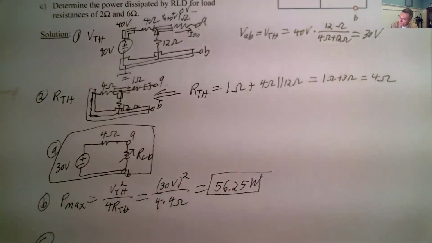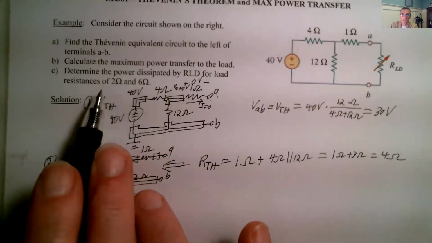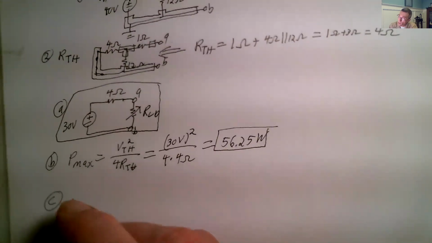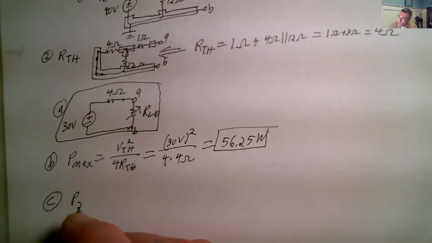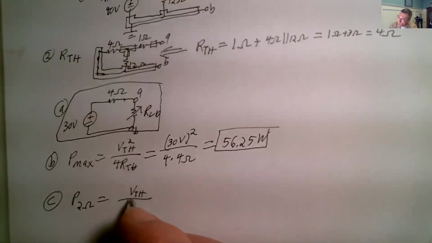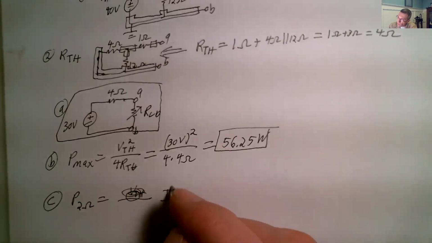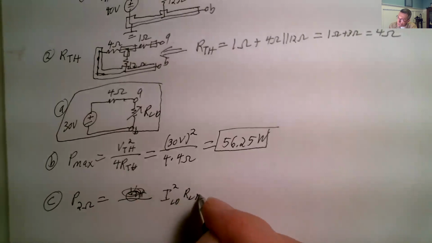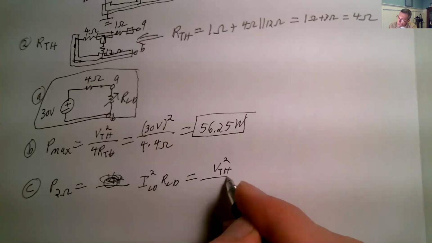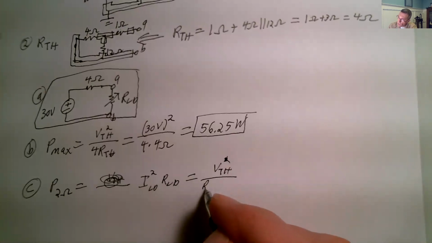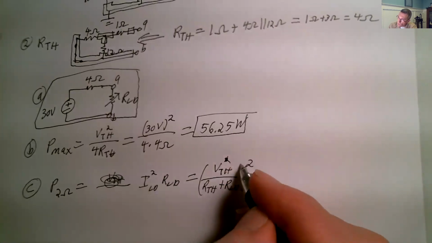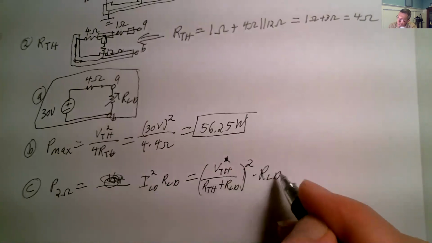Letter C says, determine the power dissipated by our load for load resistances of 2 ohms and 6 ohms. So now P of 2 ohms. We've got I load squared times R load. In this case, R load is 2 ohms, and I load is VTH divided by RTH plus R load. So that's I load. We square that, and we multiply by R load.